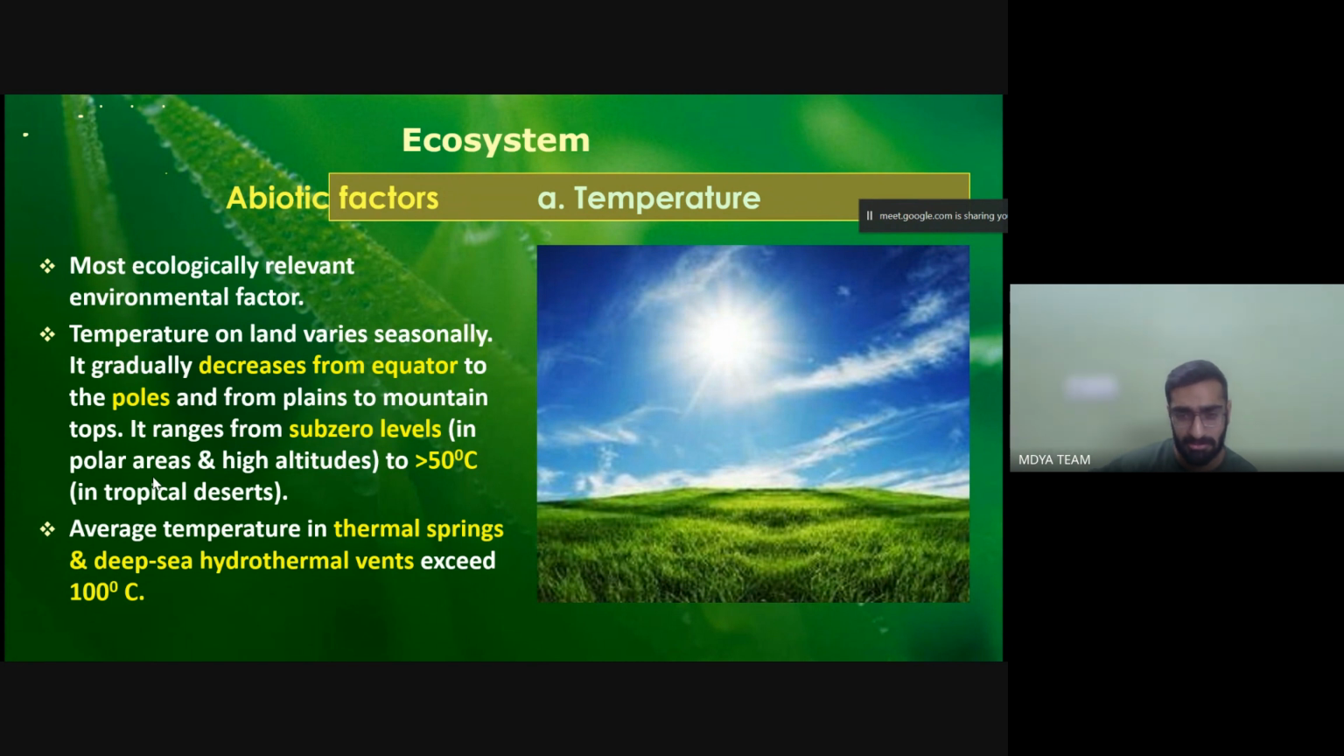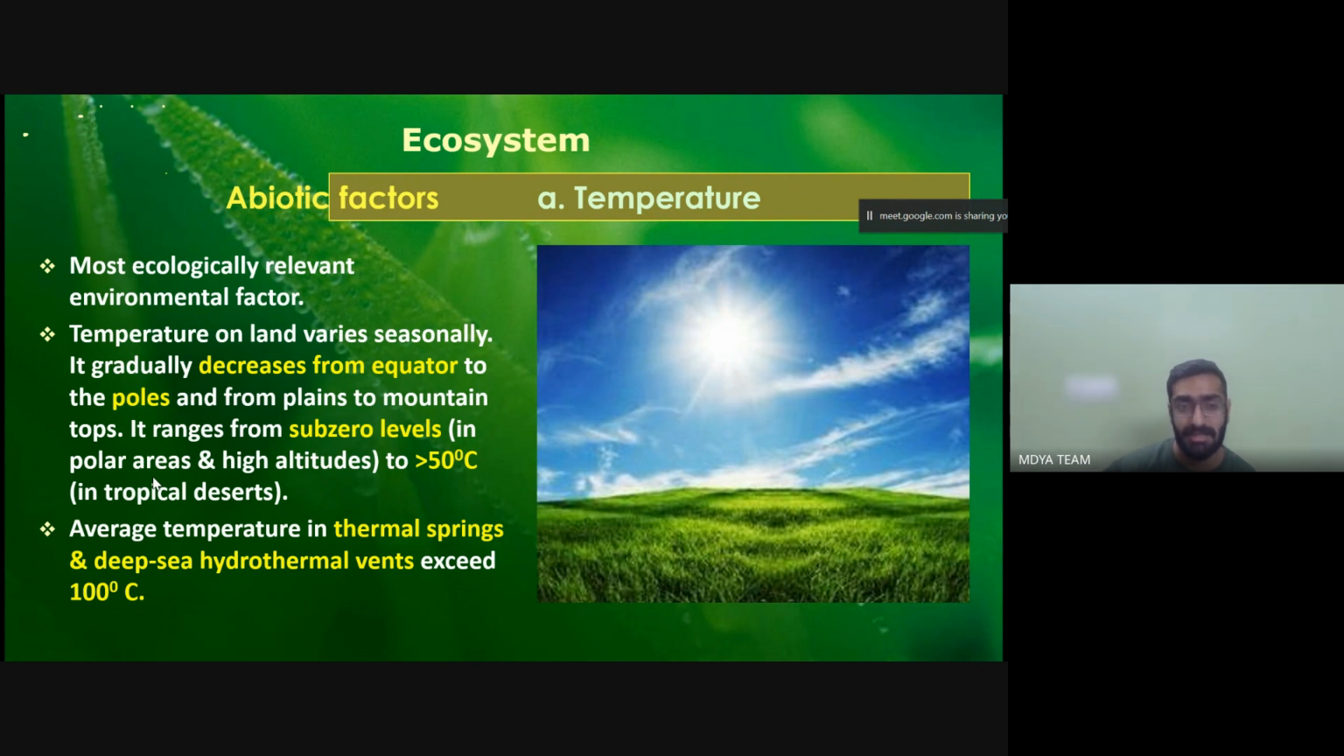Suppose there are some regions on the land, okay, in which the water that comes from below the ground, those are very much nearer to the mantle. Okay, so the temperature of that water in that certain area is very high. Okay, so it is also called hydrothermal vents.